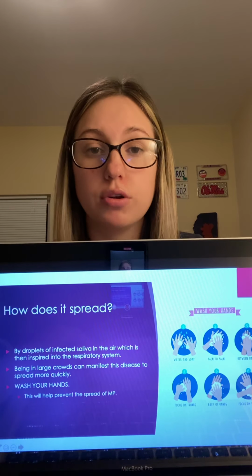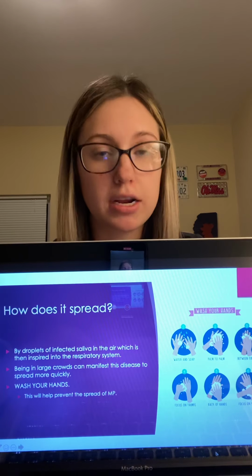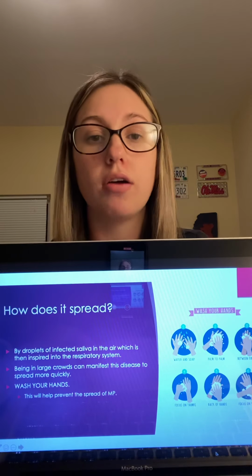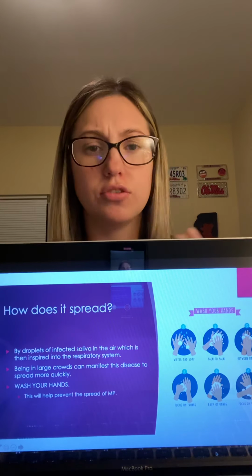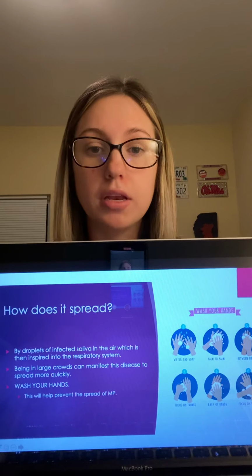So it's very important to wash your hands, to practice good hand hygiene, and cough and sneeze in your elbow or somewhere that it's not indirect with your hands or out in the open.